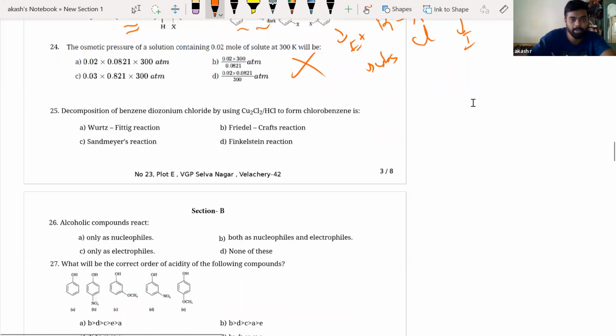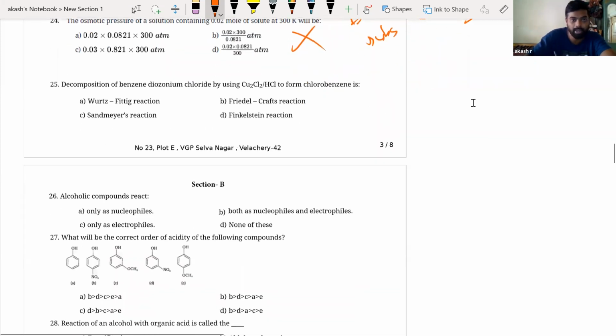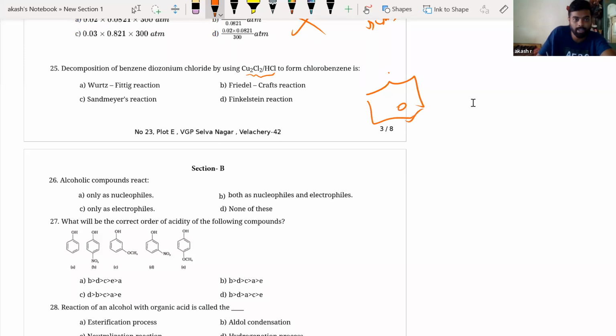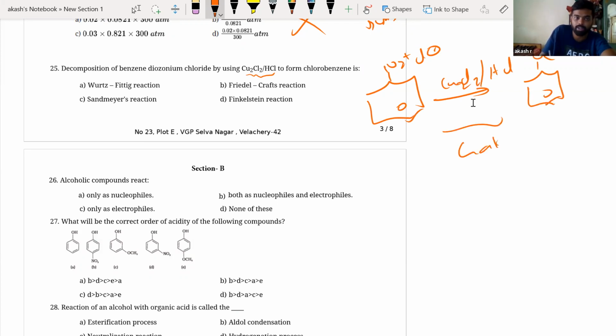Decomposition of benzene diazonium chloride by using Cu2Cl2 per HCl to form chlorobenzene. Now we know this, right? N2 plus Cl minus is the diazonium chloride. Now if you put Cu2Cl2 in the presence of HCl to form chlorobenzene, this reaction is what is called as Gattermann. Sorry, Sandmeyer's.